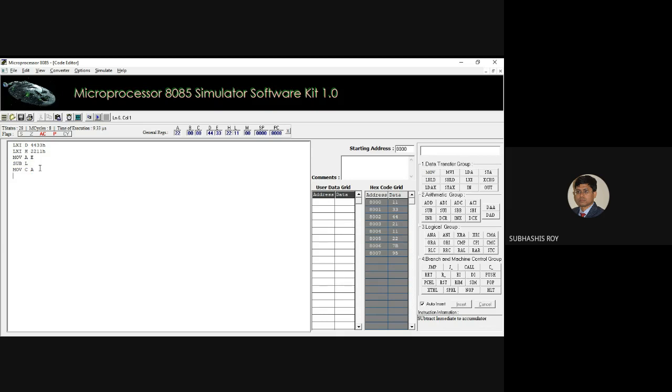Then just repeat the operation. I take the next upper register, from D to A, because we are doing DE minus HL. Then SUB is not going to work, SBB H will work. So I'm getting the result, then I have to move my result into the B register.